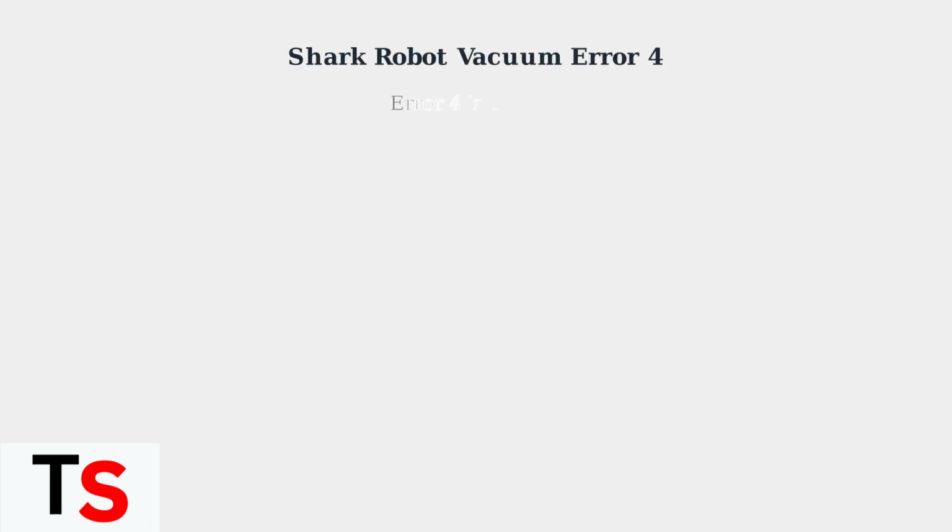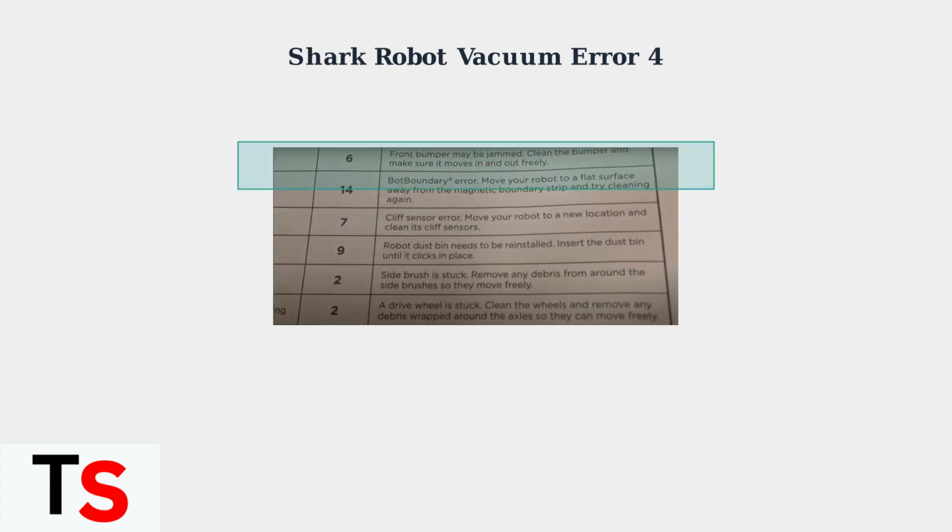Error 4 on your Shark robot vacuum indicates that the brush roll is not spinning properly. The robot sensors detect this malfunction and stop operation to prevent damage. This error appears in the robot's diagnostic system alongside other common error codes. Each error has specific troubleshooting steps to resolve the issue.